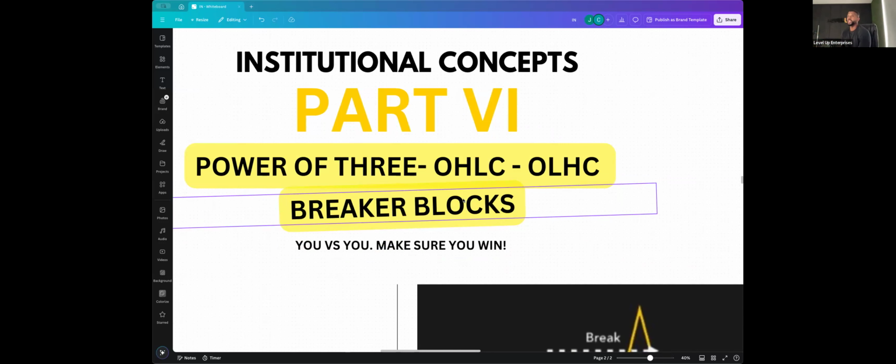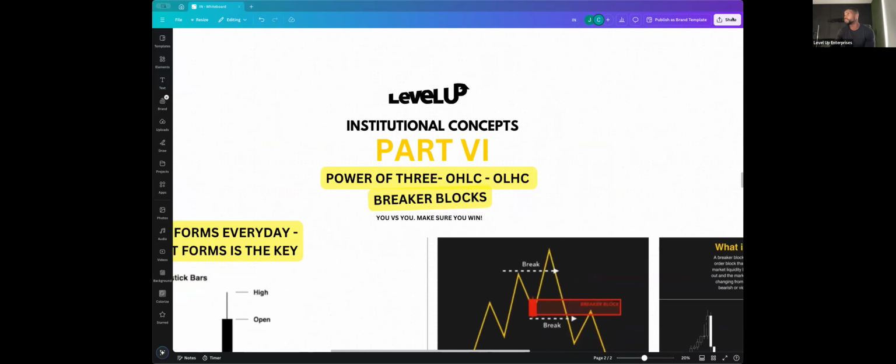Okay. So with that being said, quick vote in the chat. Drop a 1 if you would like me to cover the power of 3 first. Drop a 2 if you would like me to cover breaker blocks first. Power of 3 is a lot more information. That's the reason why I'm trying to give you guys the option here, because this will be a lot of information, but I am going to try my best, and I definitely want your feedback.